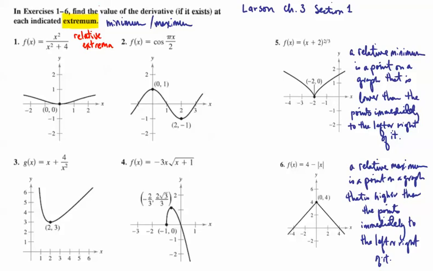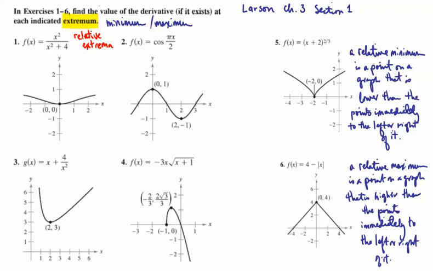So the first thing that we want to talk about here are relative extrema. And you can see in each of these exercises there are examples of relative extrema, points that are either lower than the points immediately to the left or right of them, or higher than the points immediately to the left or right of them. Now, what we're asked in these 6 exercises is to find the value of the derivative, if it exists, at each of these relative extrema, at each of the indicated relative extrema. And the indicated points are the ones where you have points there and you have coordinates labeling them.